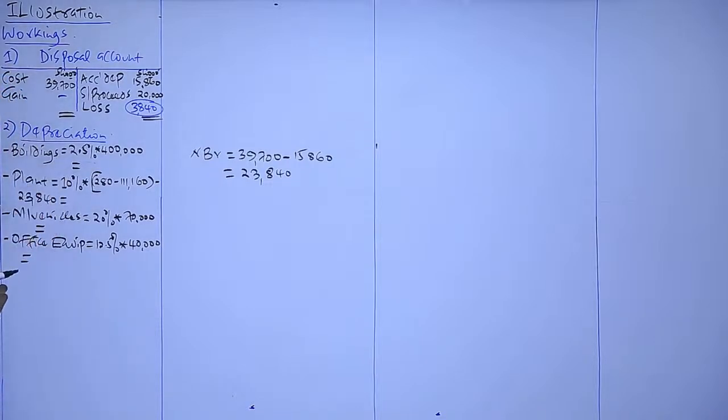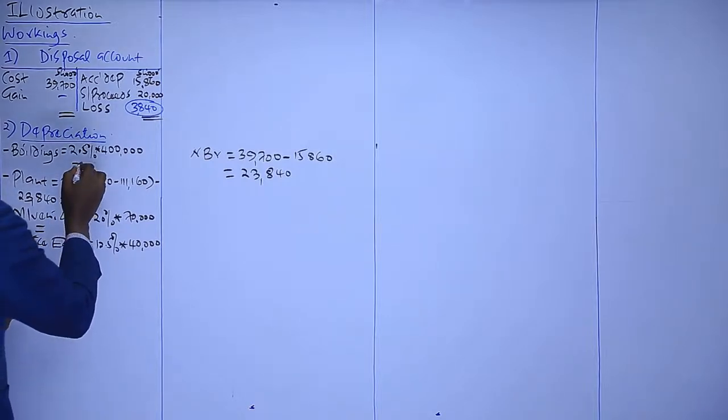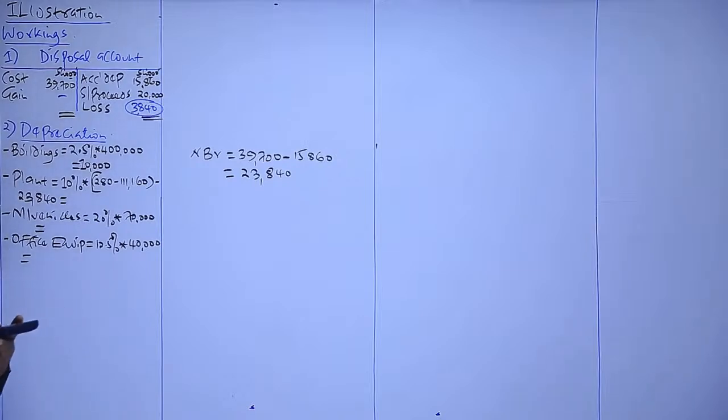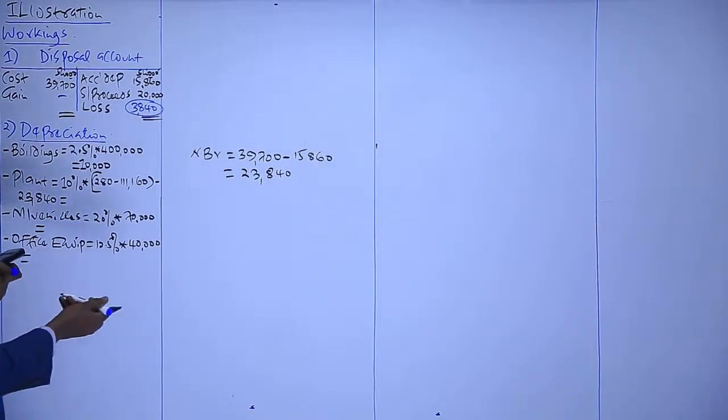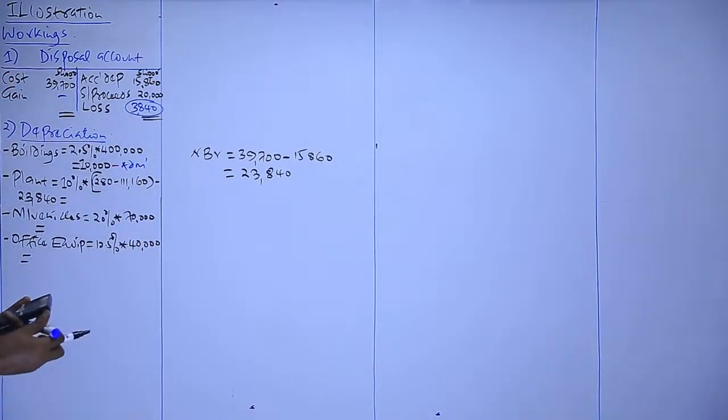We start with the depreciation on buildings, which will be 2.5% times 400,000. That will give us 10,000. And you are told that this depreciation on buildings, as per note number 2, will be part of administrative expenses. That is important.